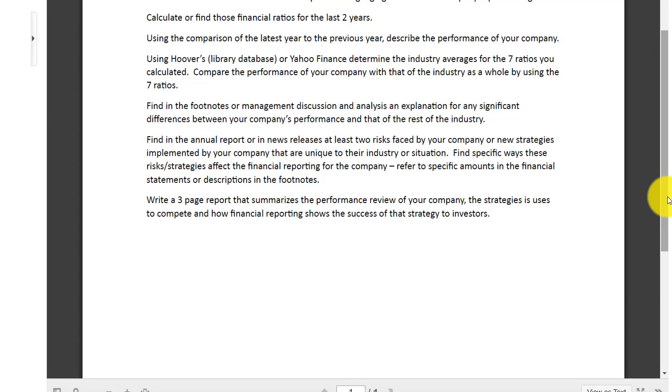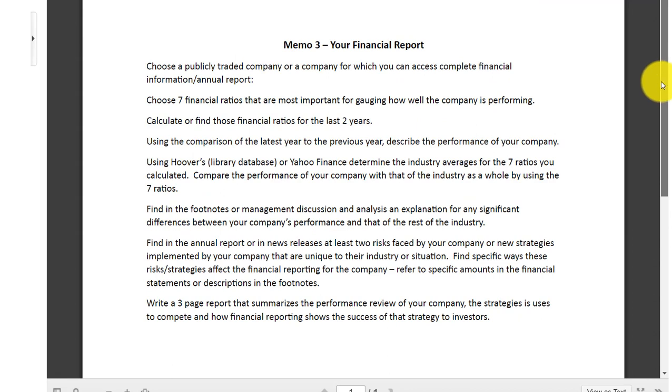So at the end, this only needs to be 3 pages. But you're going to explain these strategies and how this company is doing based on what you see in the financial statements. Has this been successful? And that strategy, how would investors look at that? So that's how that 5th memo should play out and be explained.